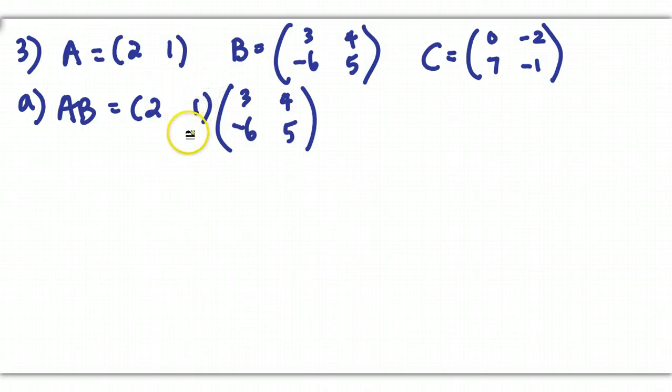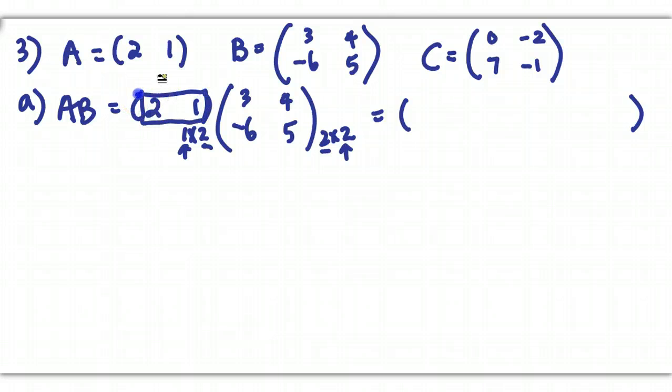Again, we look at the order of the matrix. This is a 1 by 2 matrix. This is a 2 by 2 matrix. Middle numbers are the same. The size of the final matrix will be a 1 by 2 matrix. So we know it will consist of 1 row, 2 columns.